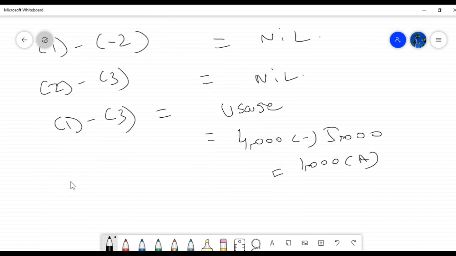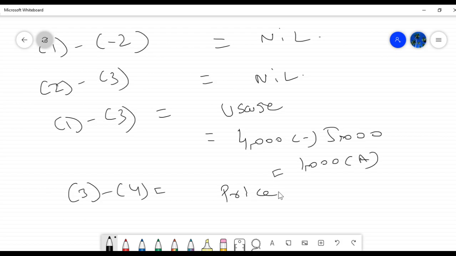Then what about the next one? Price variance. 3 minus 4 equal to price variance. What is 3? 5000. And what about 4? 7500. Actually, why is it again adverse? Because 2 rupees is my standard price, but actually I am paying 3 rupees per unit. So 2500 adverse. Okay.